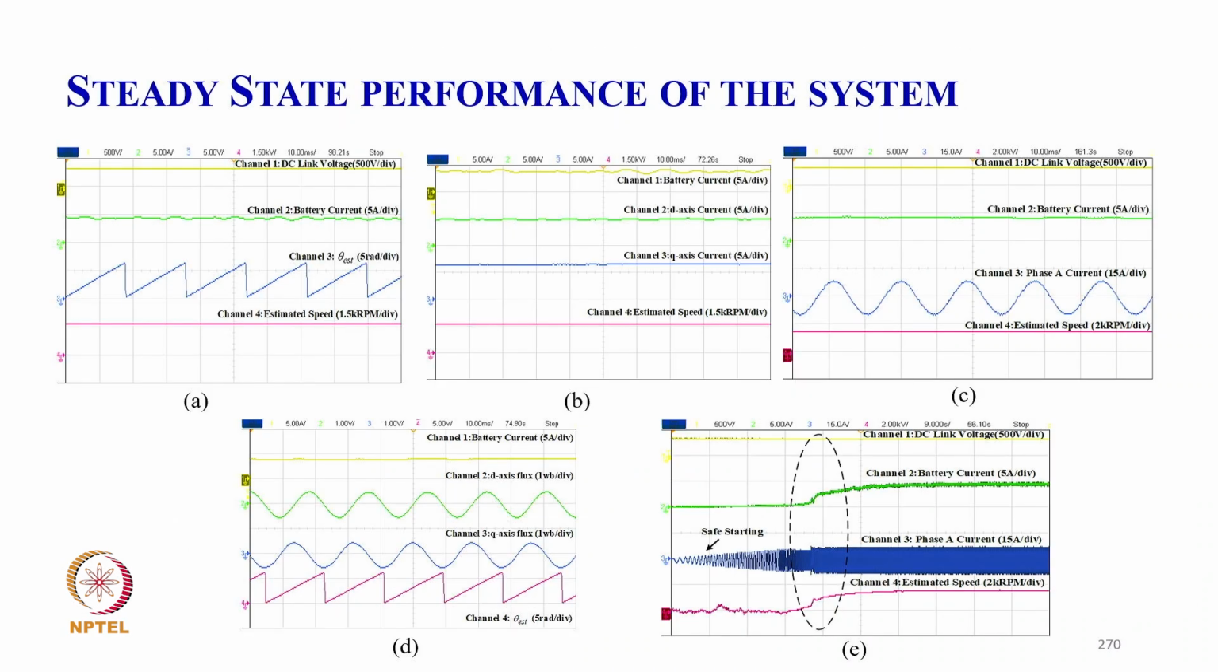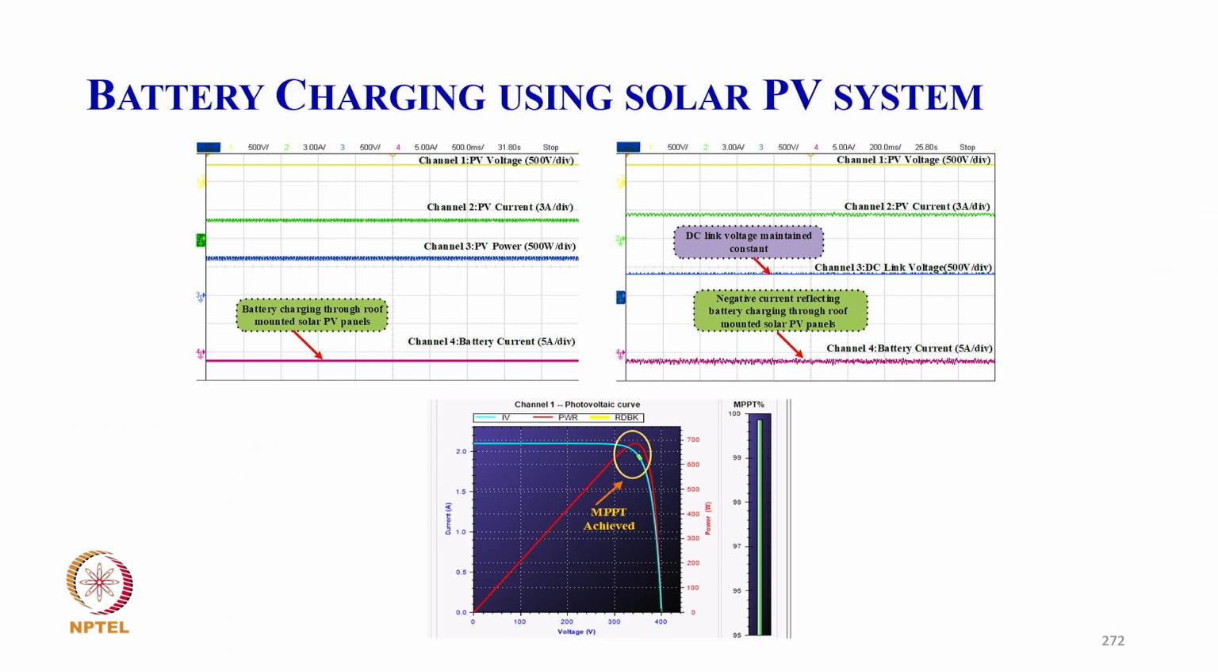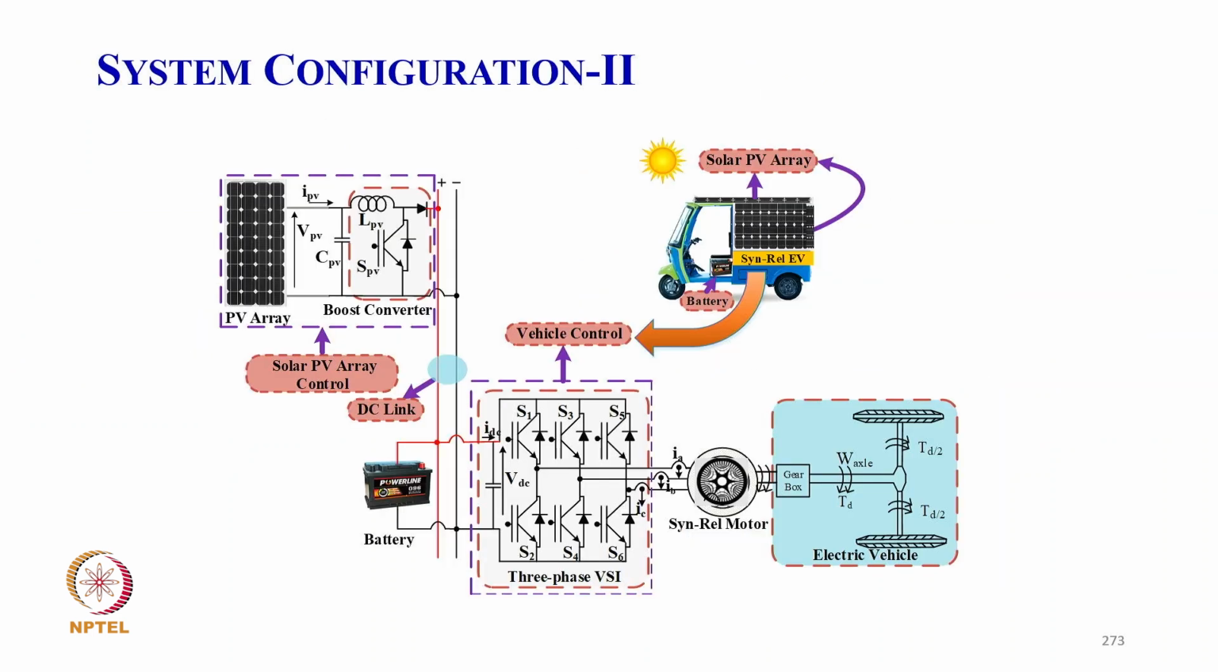And these are the performance results. You can see estimated position as well as speed, battery current, DC link voltage, and then the motor current and estimated speed, and then typically your D and Q axis flux, battery current and the position. And at starting you have typically battery current, speed as well as the current at starting, and then your change of speed in different modes, and then the solar performance for MPPT.